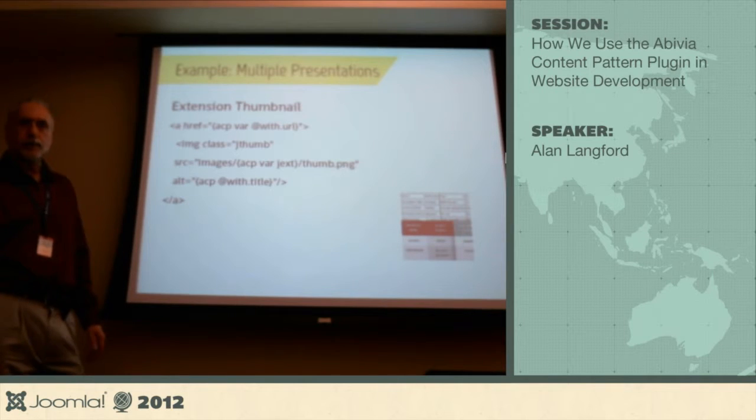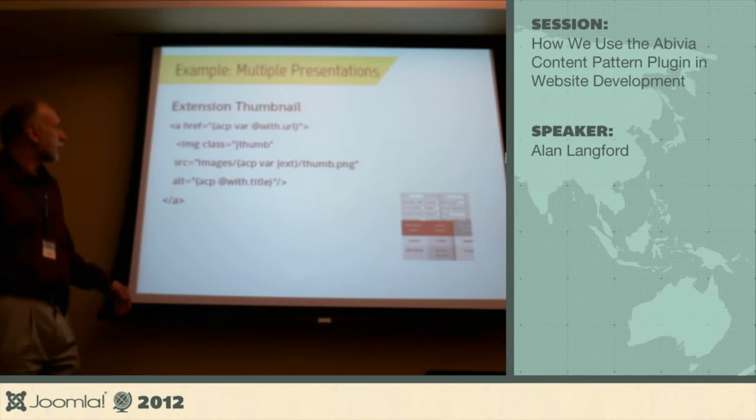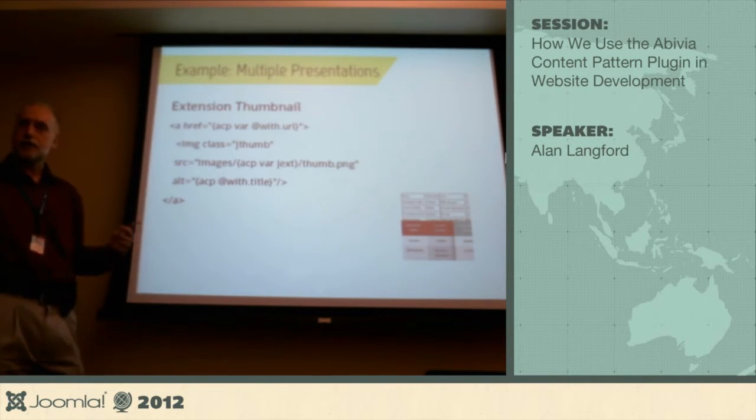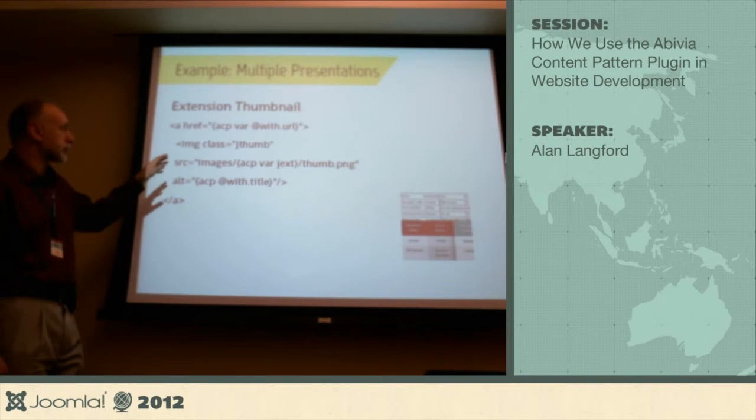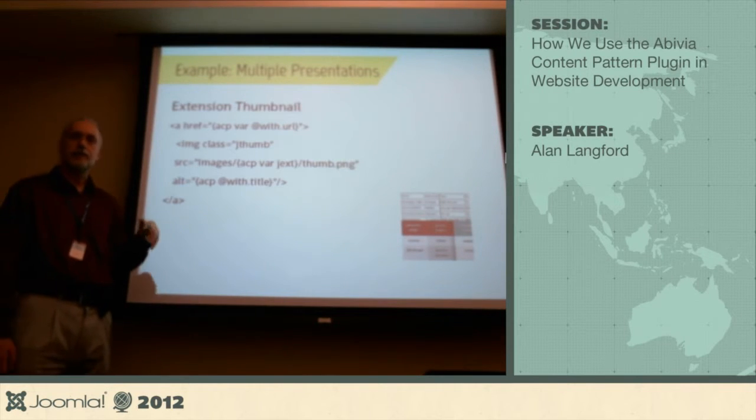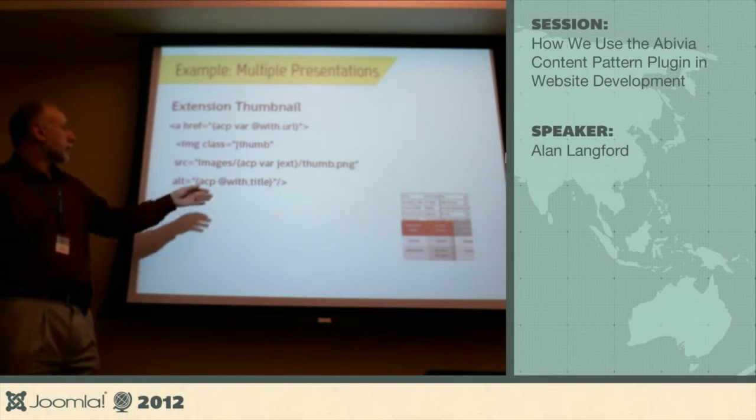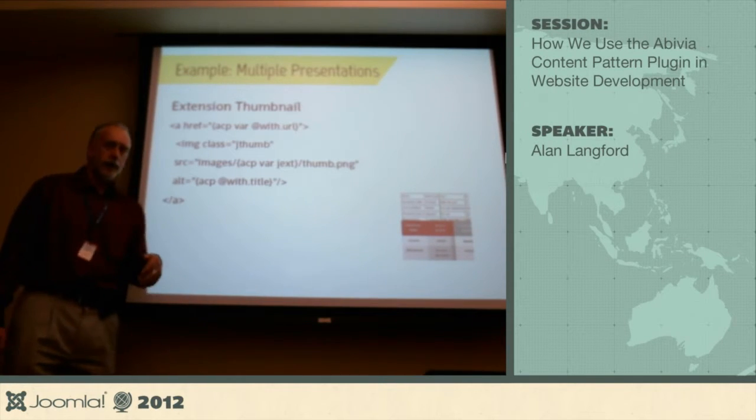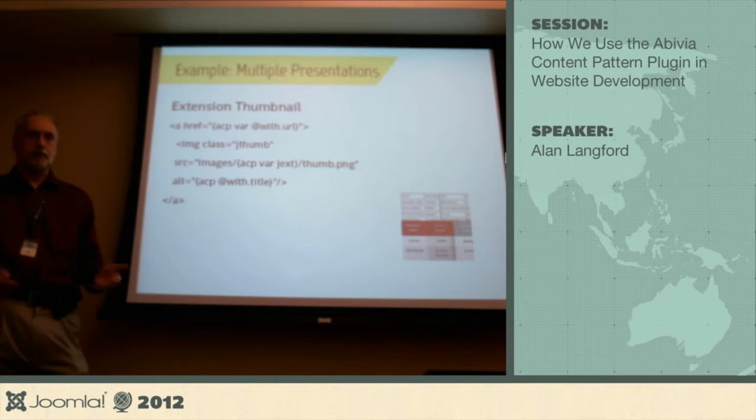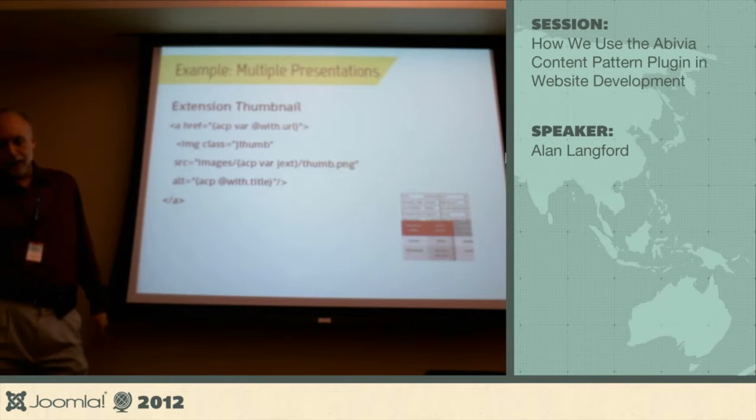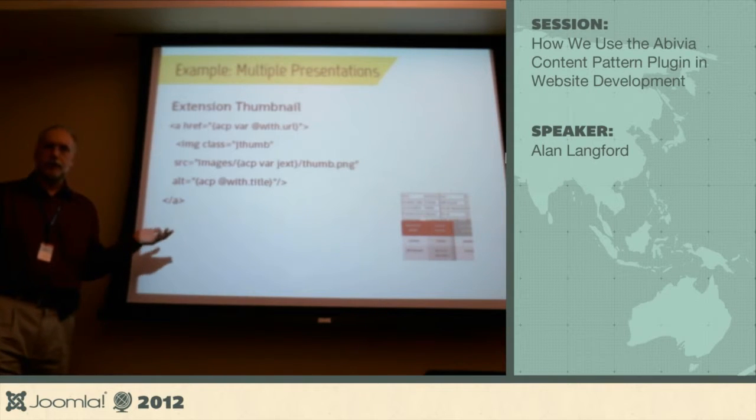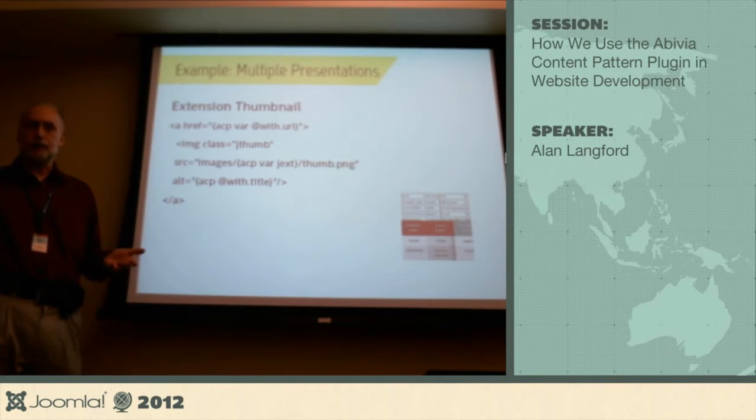So the way we generate the thumbnail for the extension, we wrap it in a URL that goes back to the main article, and if you've got search engine friendly turned on, that's an SEF URL that gets generated. And then we put in the name of the extension to get the path and point at the thumbnail. So the thumbnail is always called thumb.png, everything's consistent. And then we also generate the article title into the alt tag, so we've got good CSS for SEO.